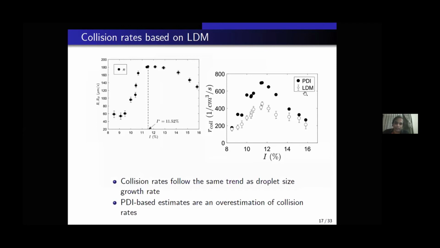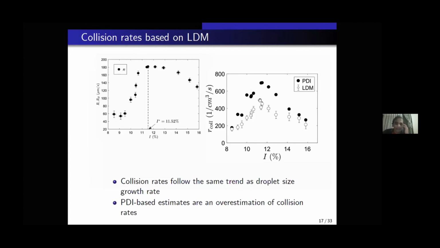But to focus on the physics and not on the experimental technique, what we did was to plot the collision rate estimate from LDM. So that's the empty circles here. That's a direct measurement of the collision events. And again, we got a similar trend as a function of the airflow turbulence intensity. So in some sense, you can say this is a comparison between those expressions and the direct measurement of the collision rates. So those expressions are an overestimate. That's what I've pointed out here.